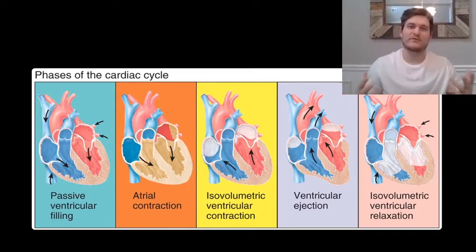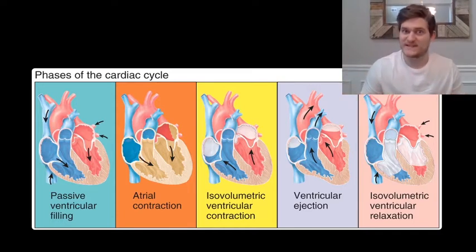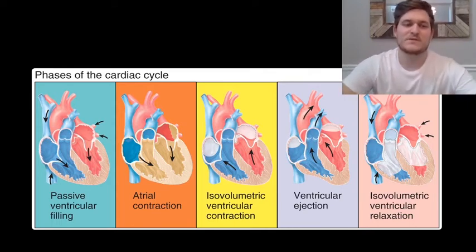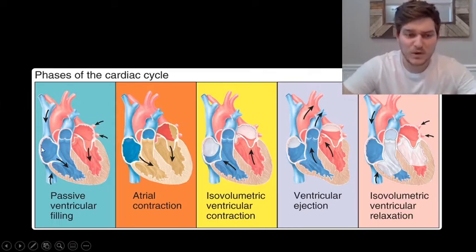You may remember the different phases of the cardiac cycle, so what I'll do here is just an overall general review, and then we'll talk a little bit more detailed about what is going on in those different phases. So starting first, what we are going to have is called passive ventricular filling.